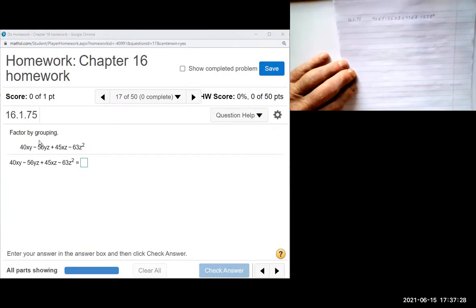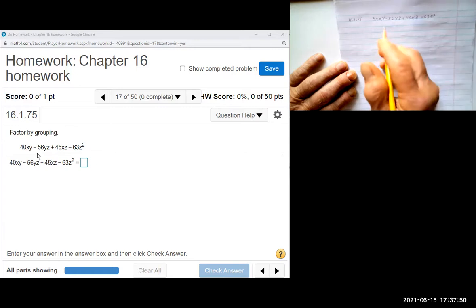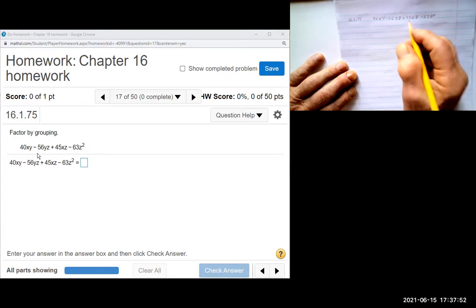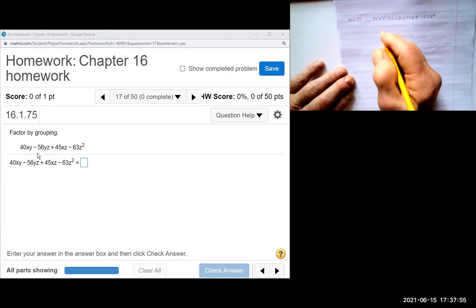It says factor by grouping, but if it didn't tell me that, if it just said factoring, I see 4 terms, and I'm looking to see, is there something common to all 4 terms? And I don't see anything common to all 4 terms. So when we have 4 or more terms, we think of grouping. Let's separate the 4 terms into 2 groups.